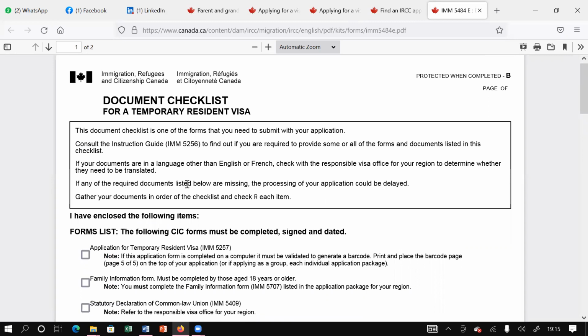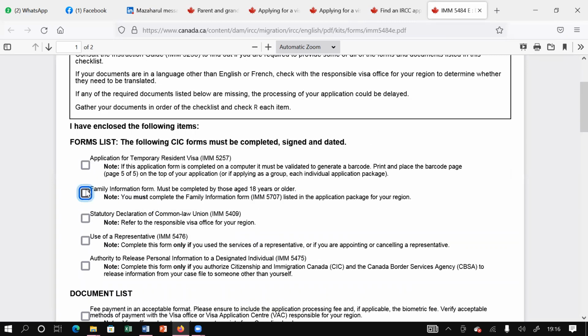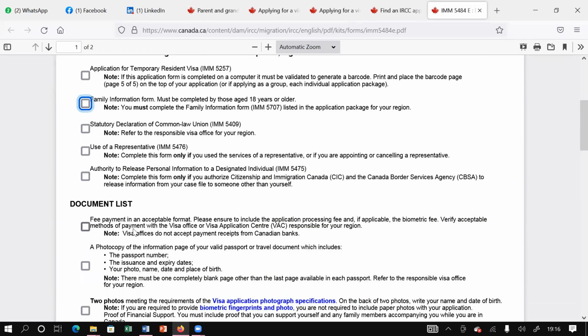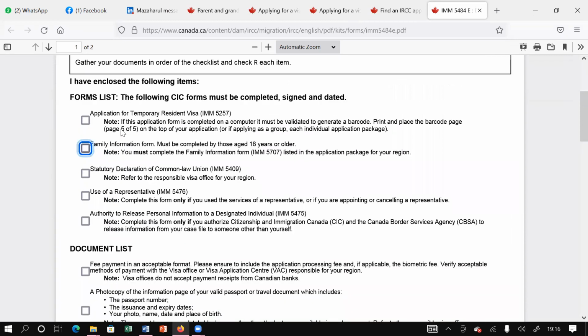If any of the required documents listed below are missing, the processing of your application could be delayed. Gather your documents in order of the checklist and check each of them. Okay, temporary resident visa. Note, if this application form is completed on a computer, it must be validated to generate the barcode.